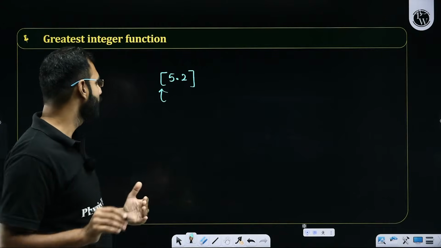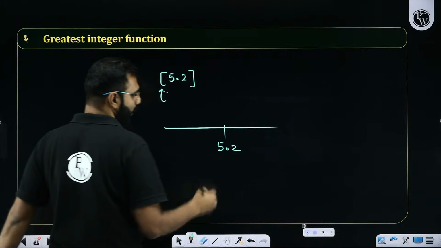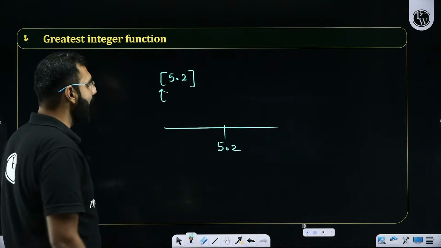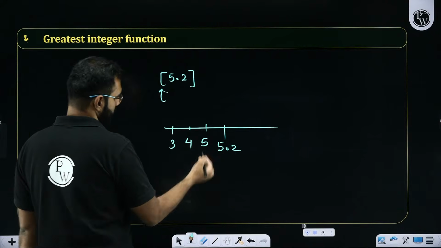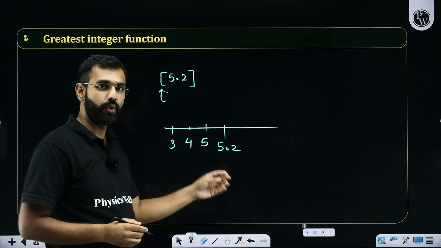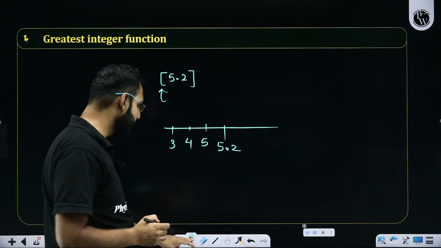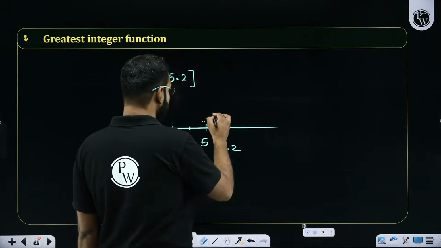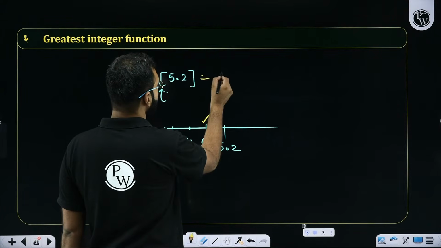Absolutely, Vijay. So how will you define it? On the number scale, you point 5.2, and you tell me all the integers which are less than or equal to this number. Of course, 5.2 is not an integer, but less than 5.2 I see a lot of integers like 3, 4, 5, and so on. And among them, the greatest is 5.